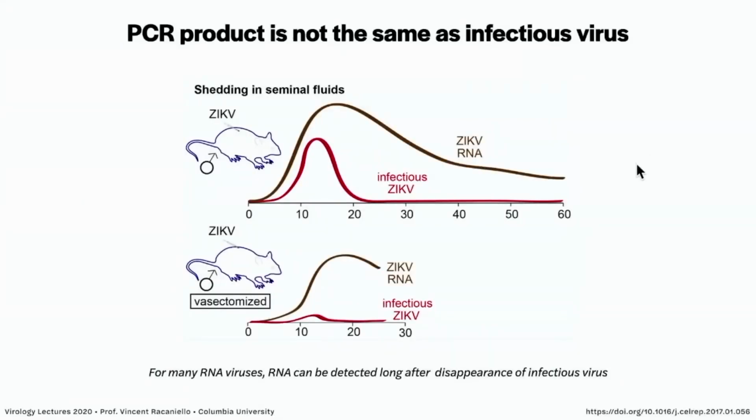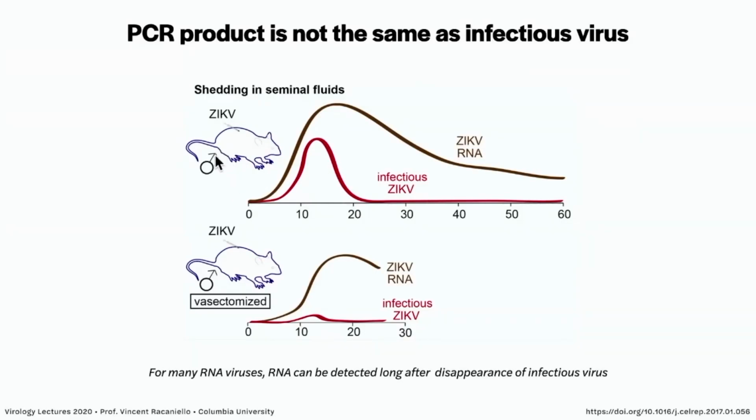So this has become a problem with many viruses because the assumption is often made that whatever you pick up by PCR is actually infectious virus, but it's not. As you know already from this course, infectious virus can be picked up only by infectivity assays. And here's an experiment that emphasizes this. This was done with Zika virus a number of years ago. And these are experiments where mice were infected with Zika virus. They wanted to look at sexual transmission of the virus in mice.